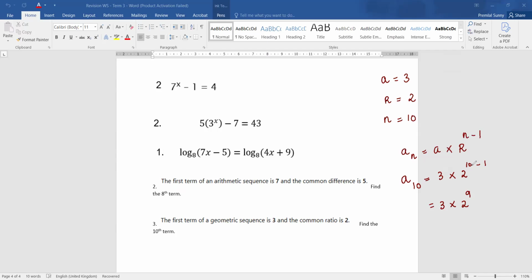Put that in our calculator. 3 times 2 to the power of 9. You will get 1536. This is the final answer.